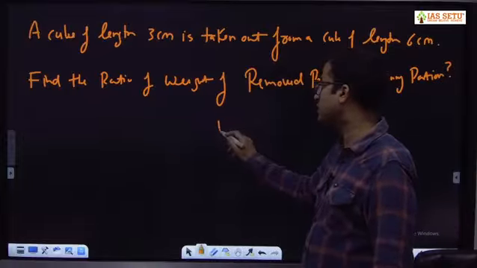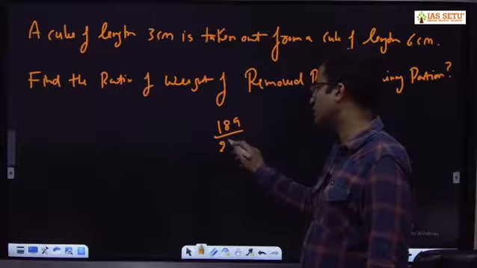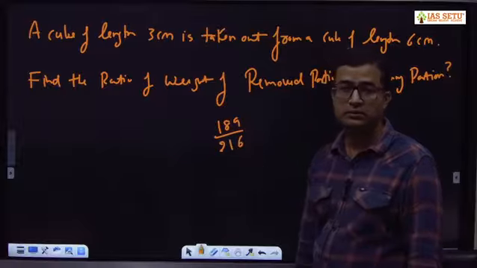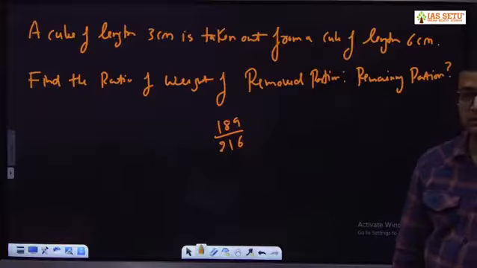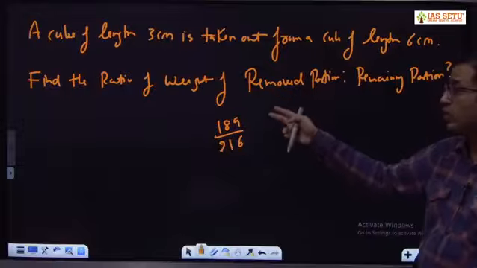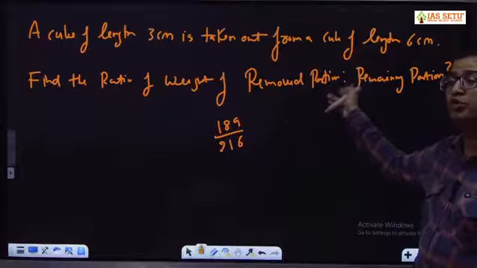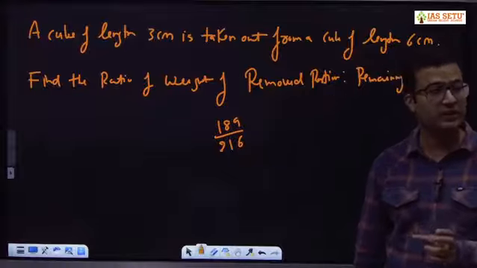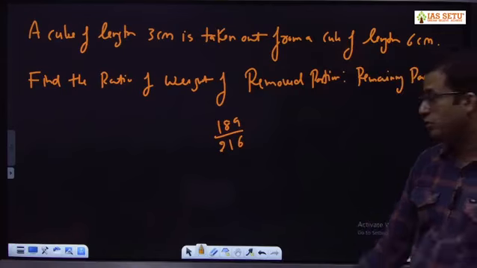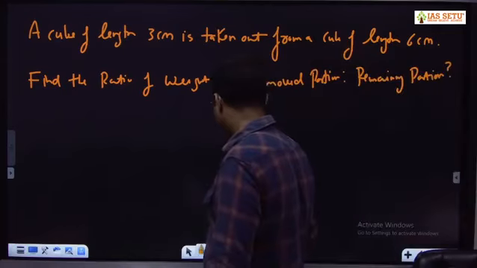How many of you got the answer? 189 upon 216. Any one of you? Then you have not read the question properly. अब क्या उन्होंने क्वेश्चन बदला है. क्वेश्चन है what is the ratio the weight of removed portion is to remaining. तीन चीजें, रिमूव्ड, रिमेनिंग, ओरिजिनल. बी केयरफुल. So step number 1, we will draw this.